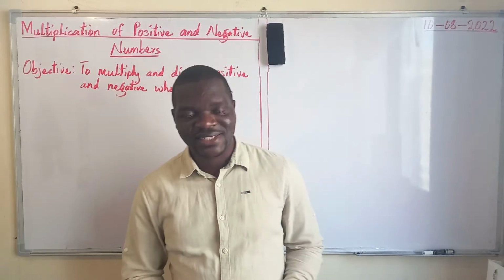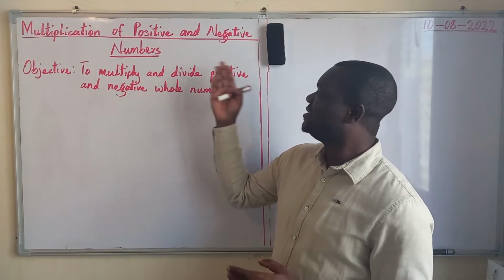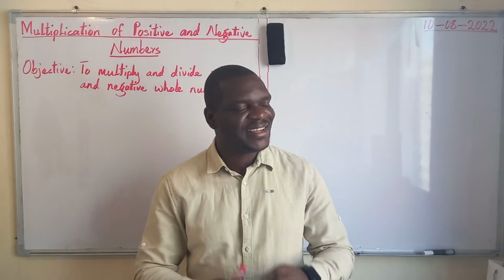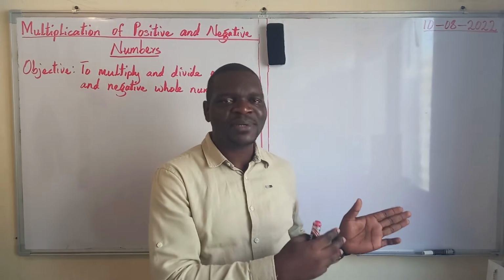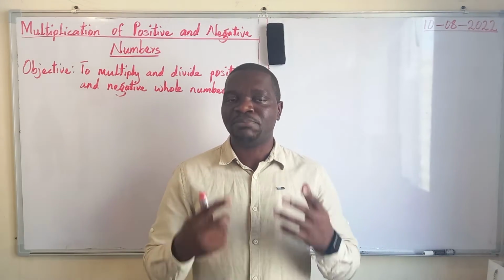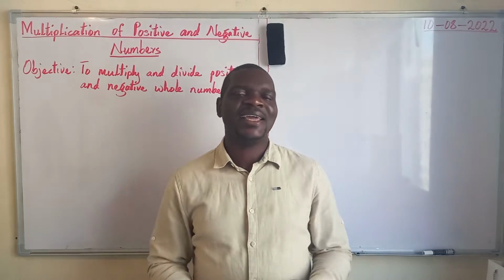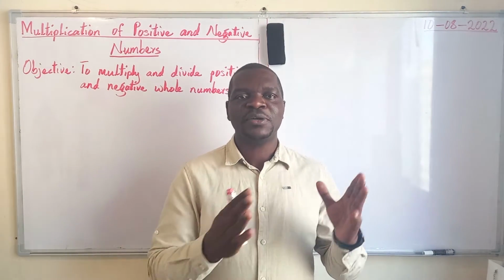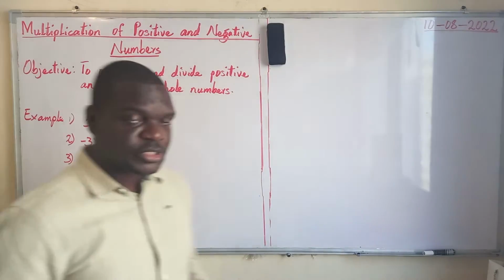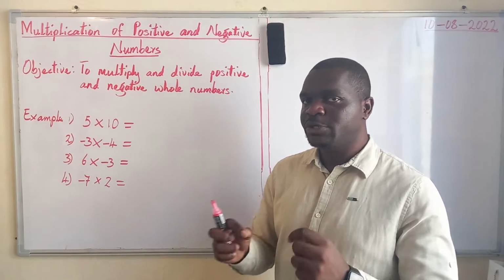By the end of the lesson, we should be able to multiply and divide positive and negative whole numbers. We are going to look at some examples which will permit us to understand and practically see how to multiply and divide whole positive and negative numbers. We are going to solve this one after the other, and we follow the rules.